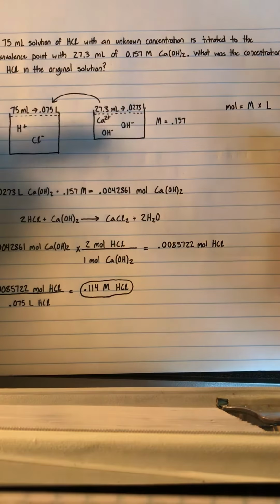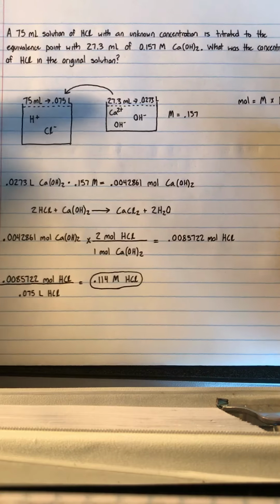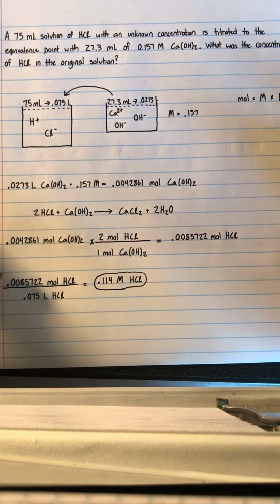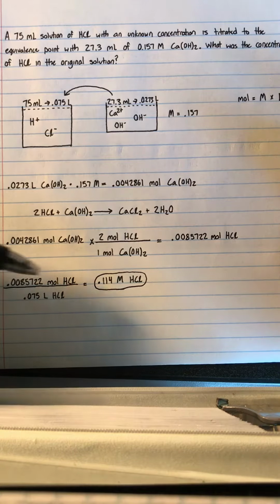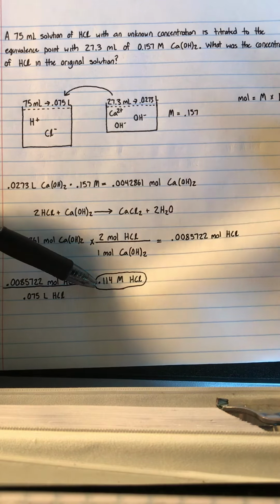Now, remembering this equation up here, the moles is concentration times volume. You can derive the concentration using the same formula. So what you would do is take the 0.0085722 moles of HCl and divide by 0.075 liters, which is the volume of HCl, which will give you 0.114 concentration of HCl, and that's your final answer.